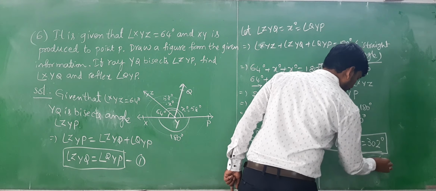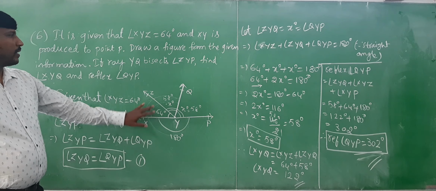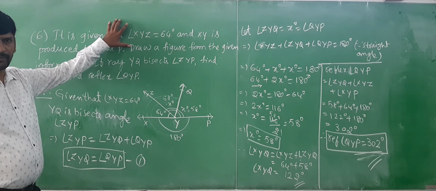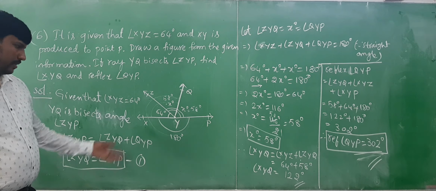So this is the process, children. First of all, draw the diagram of the given information by using the information. Then find out what is the requirement. Okay? Just copy this.